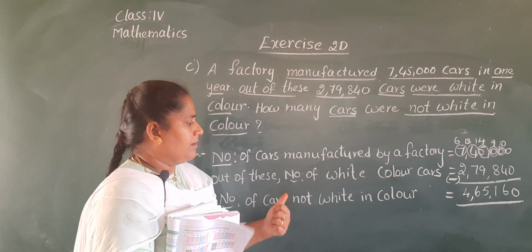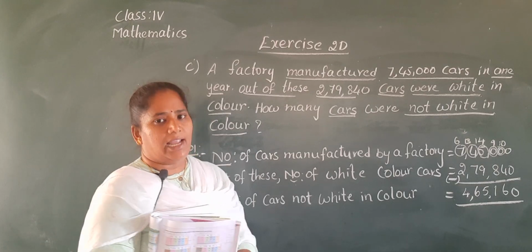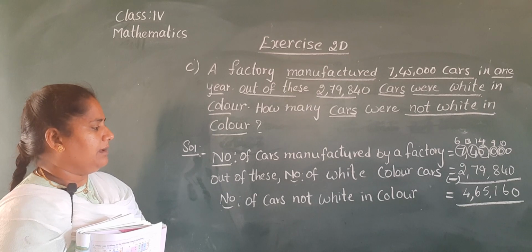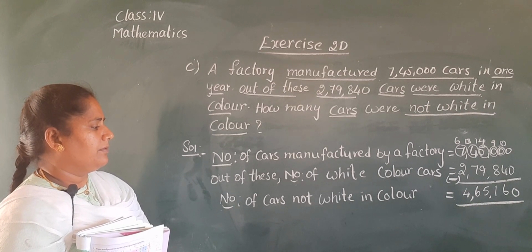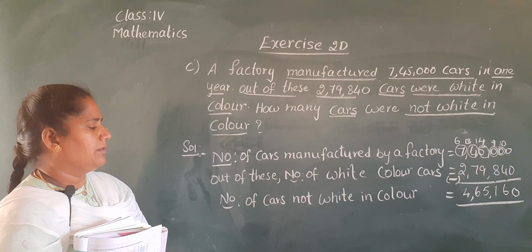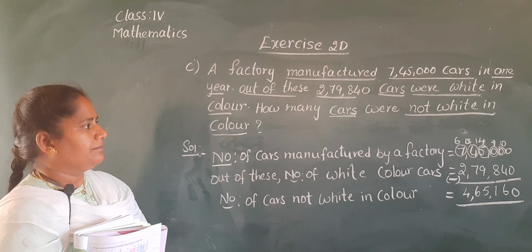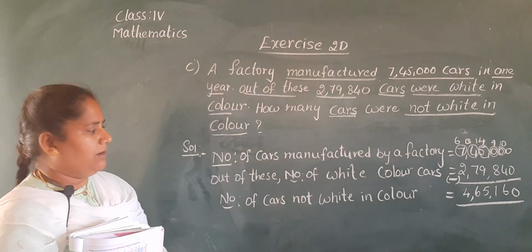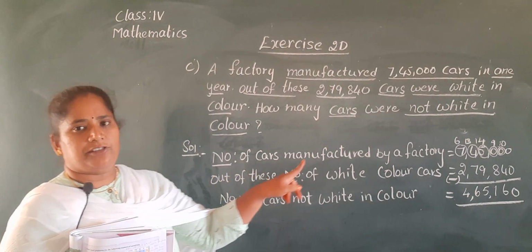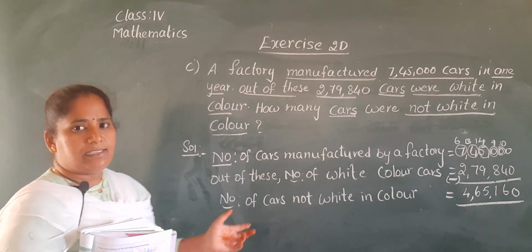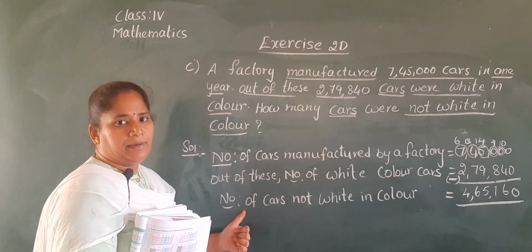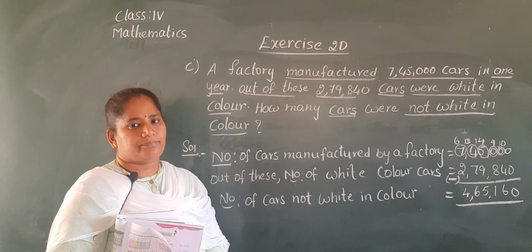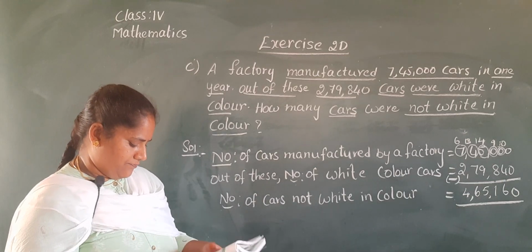How many? 4,65,160. Okay? So note down in your classwork, Nana. Write down number of cars manufactured by a factory. Out of this, number of white cars, number of cars not white in color equal to. Okay. Next.